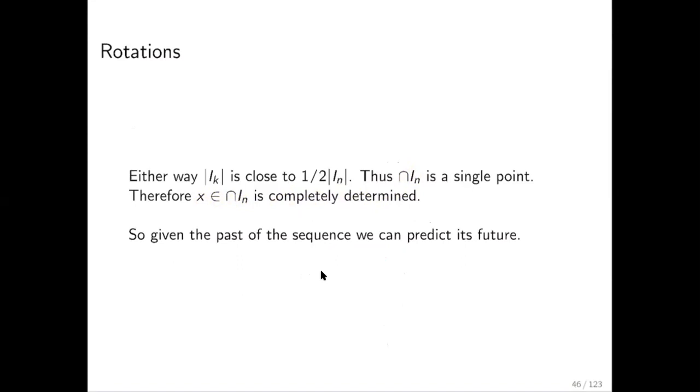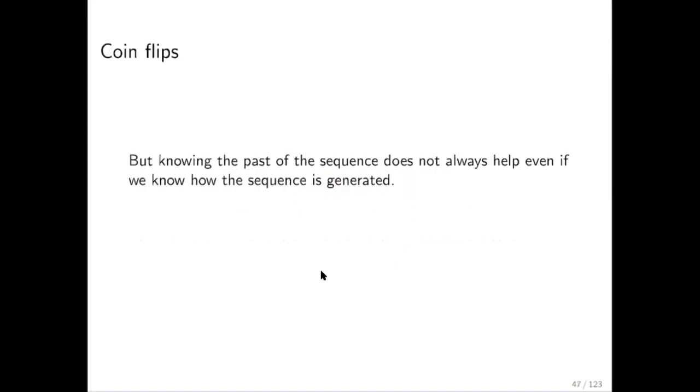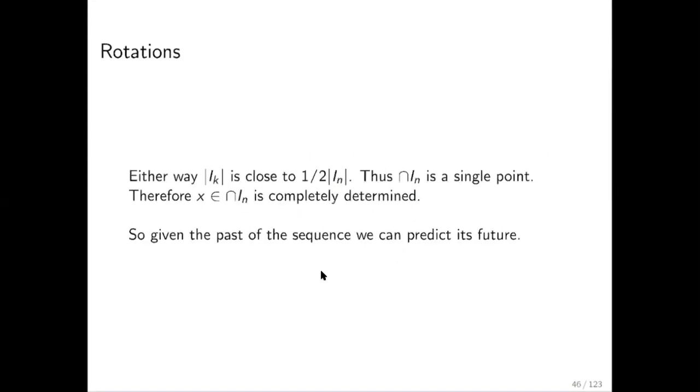So given the past of the sequence, we can predict its future. So does everyone understand why rotations can be predicted? That I can tell you the address, your precise location, based on which parts you visited in the past.